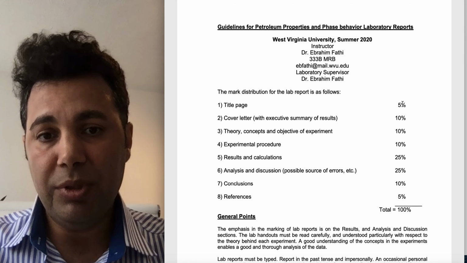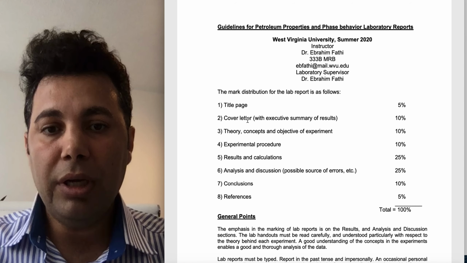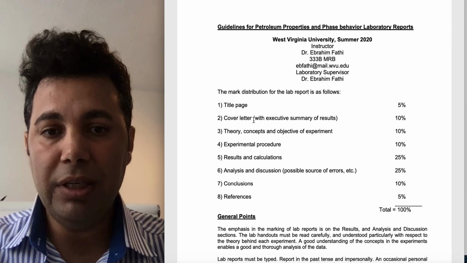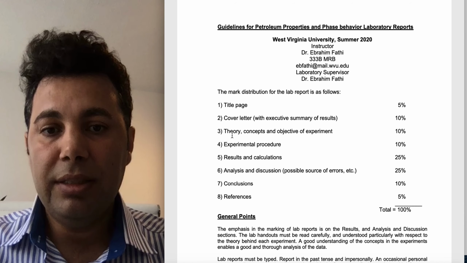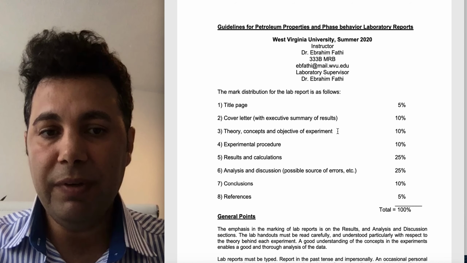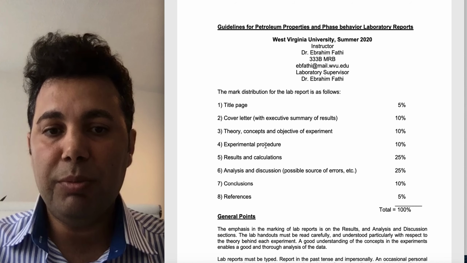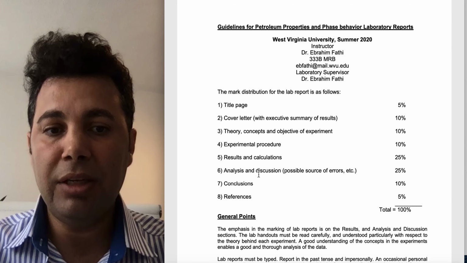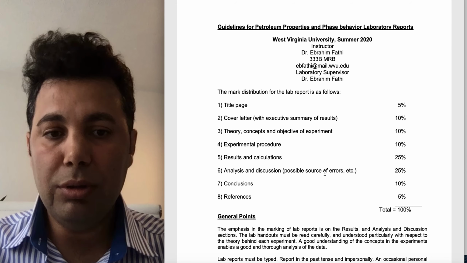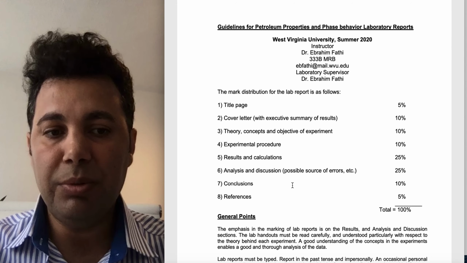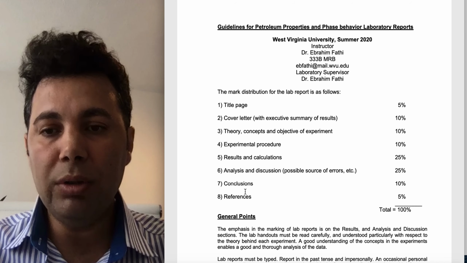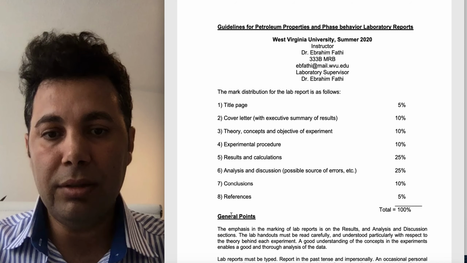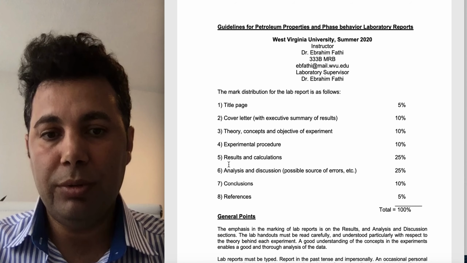And that has 5% of your lab report. We are required to have the cover letter with the executive summary of the results, that's 10%. Then we will have theory, concepts, and objective of experiment, that's 10%. Experimental procedure, 10%. Results and calculations, 25%. Analysis and discussions, including the possible sources of errors, 25%. Conclusion, 10%. And reference, 5%. So you need to have all of these 8 titles in your lab report, okay?